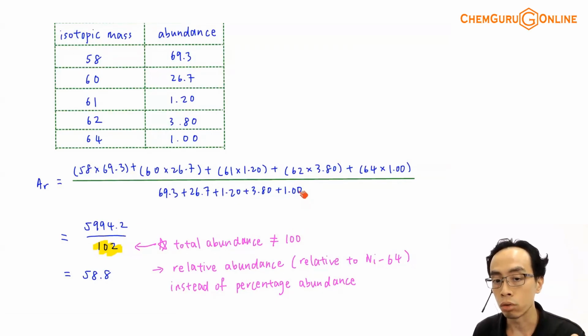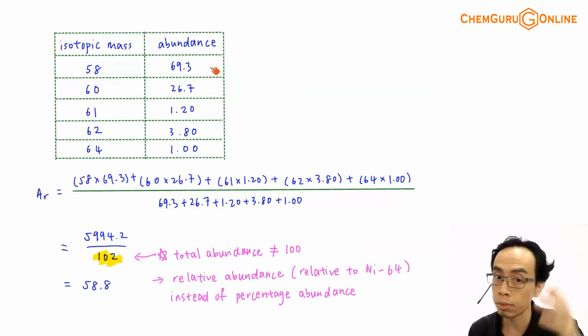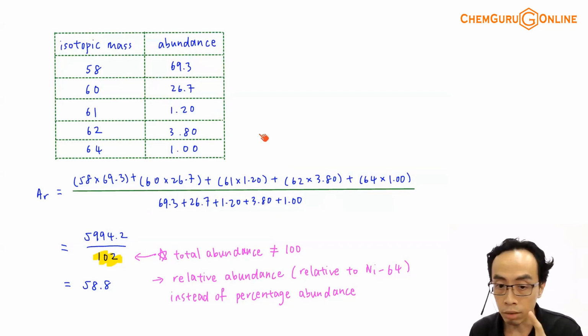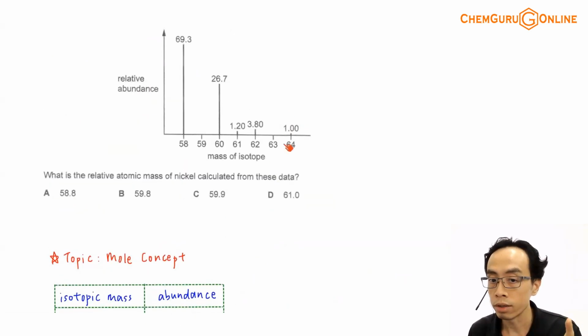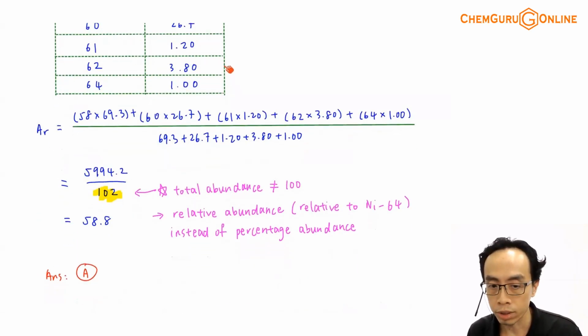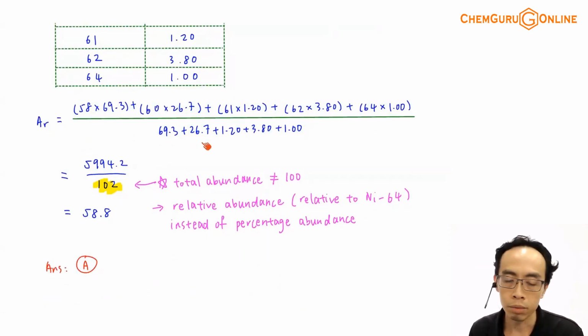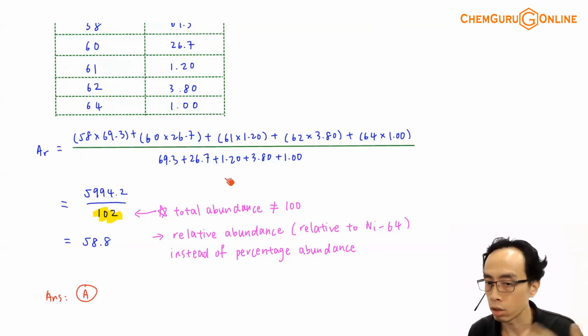Some of us might jump to a conclusion, because for questions, it's quite common to be given percentage abundance. Percentage abundance means that everything adds up to 100%. But this one is not percentage abundance. This one is relative abundance, relative to the mass of your isotope, nickel 64. So this one is 1, everything is relative to this, 1.000. So the total abundance need not be equal to 100%, and therefore we have to be careful. Because if we jump to a conclusion and say that every time I just divide by 100%, it's going to be the same.